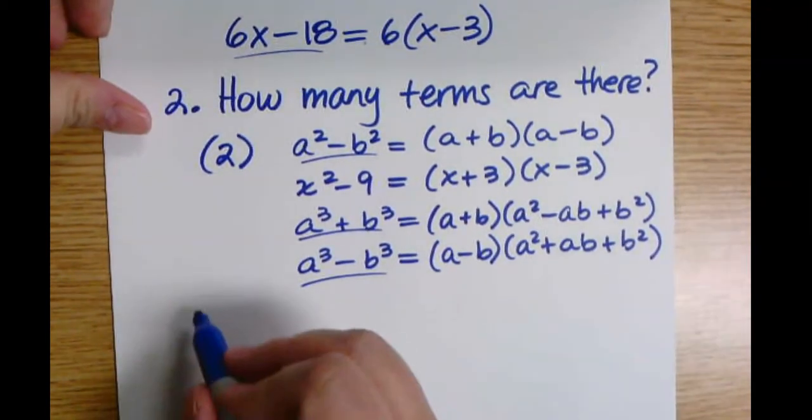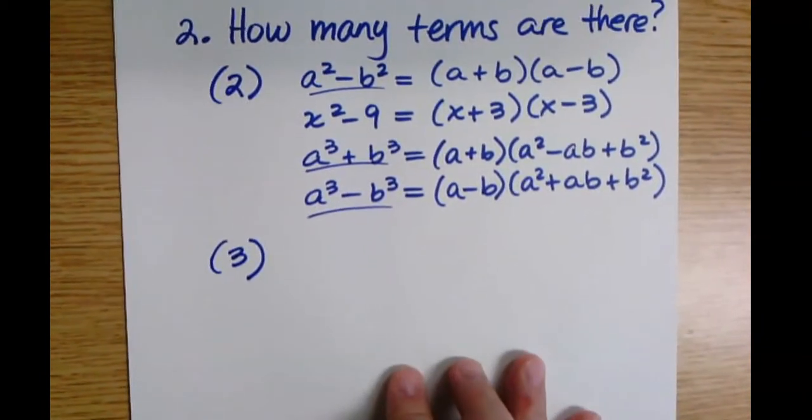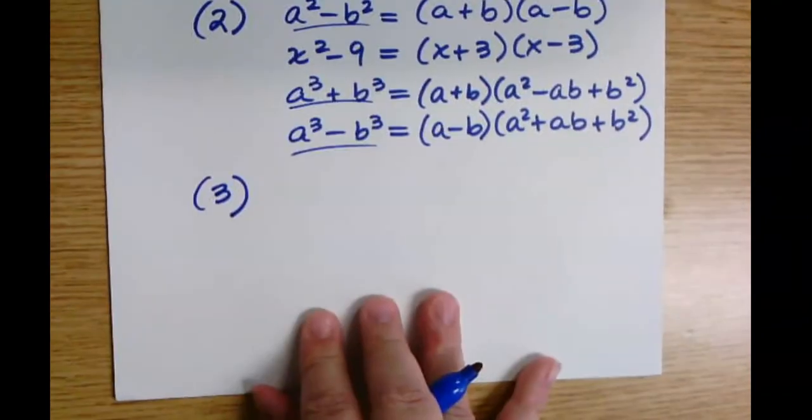Now, what if it has 3 terms? If it has 3 terms, we call that a trinomial. These are some of the most common factoring problems. Generally, if there are 3 terms, we usually look at something in a quadratic format. We still always want to start with, is there a GCF? If there is, great, take it out first.